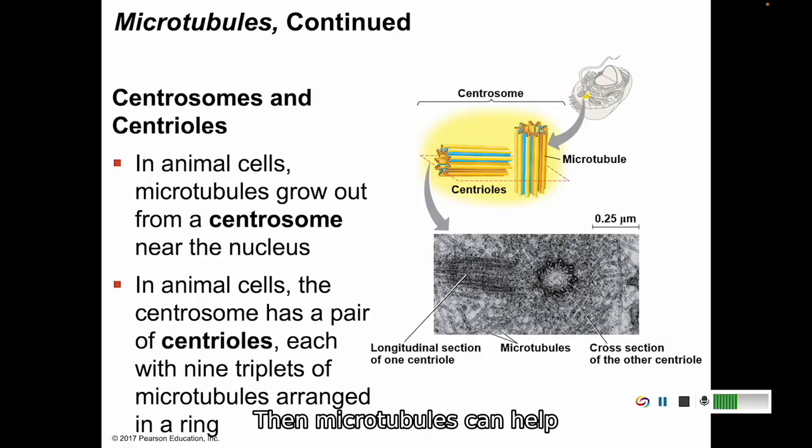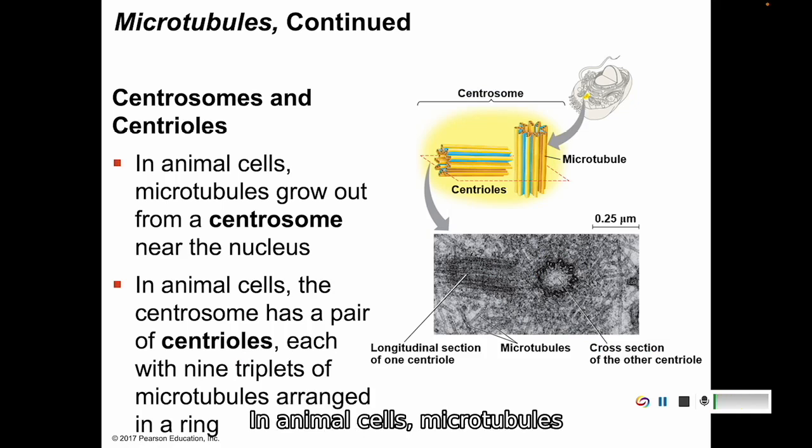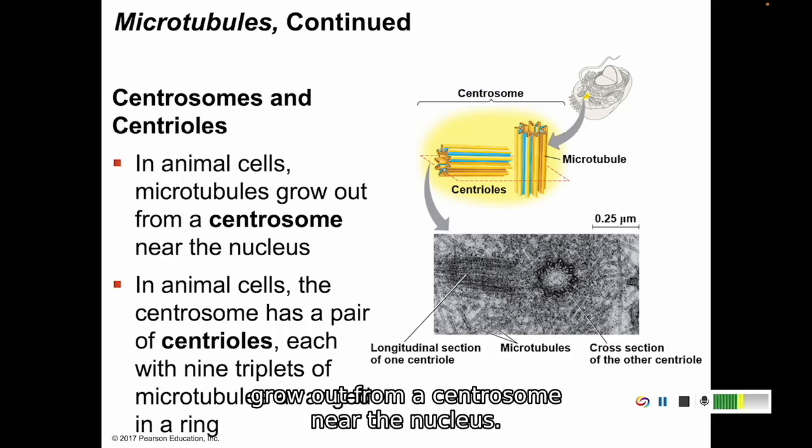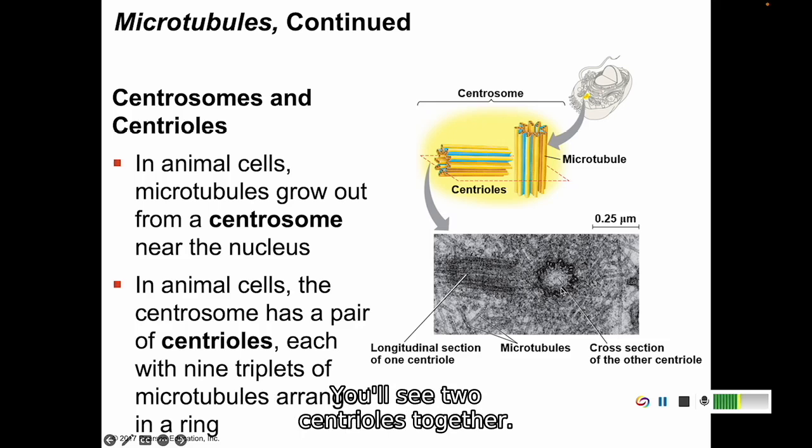Then microtubules can help move centrosomes and centrioles. These are going to be important in moving your chromosomes during mitosis. In animal cells, microtubules grow out from a centrosome near the nucleus. So there's a nice little important fact that I'm never going to ask you about. In animal cells, the centrosome has a pair of centrioles. So you'll see two centrioles together.